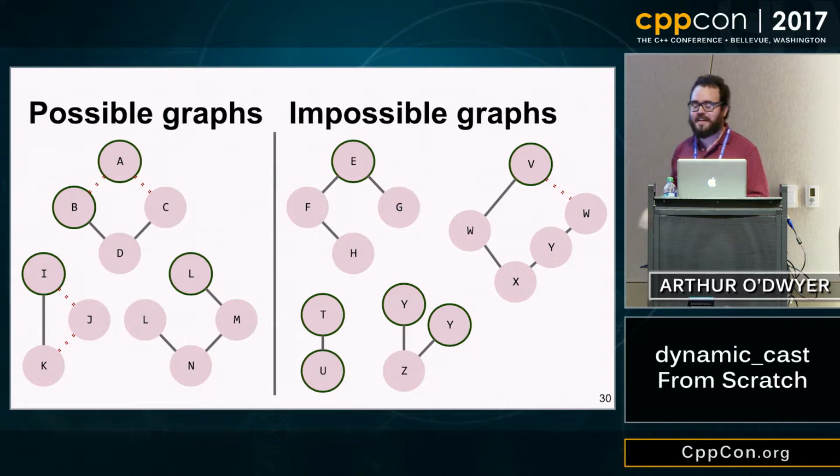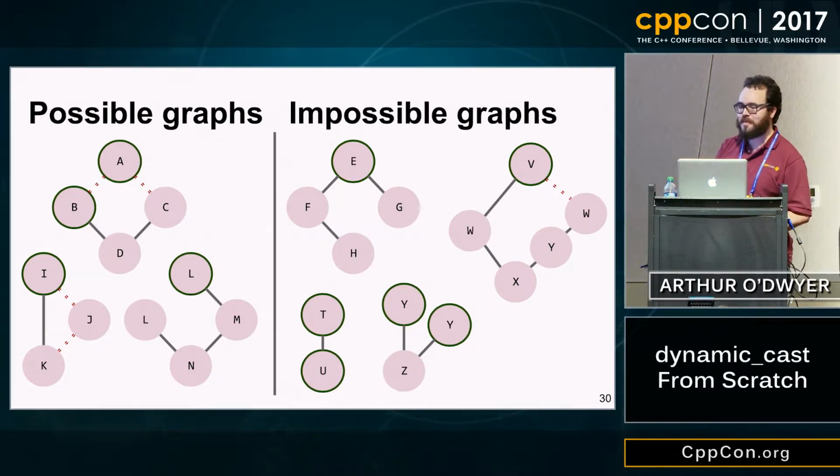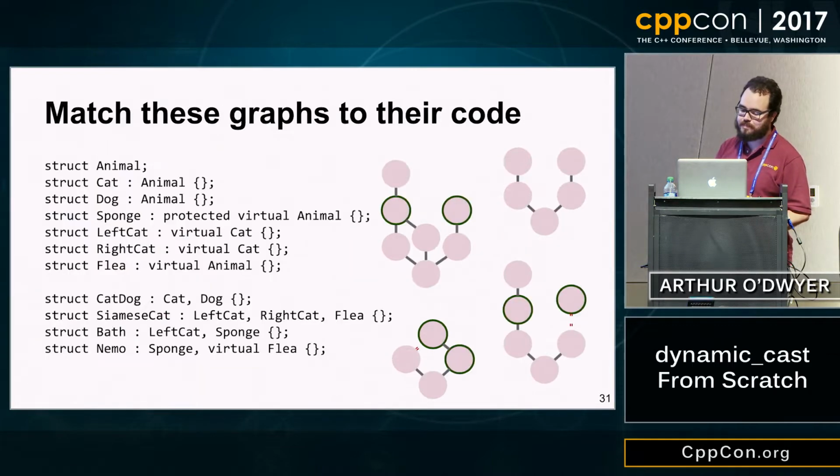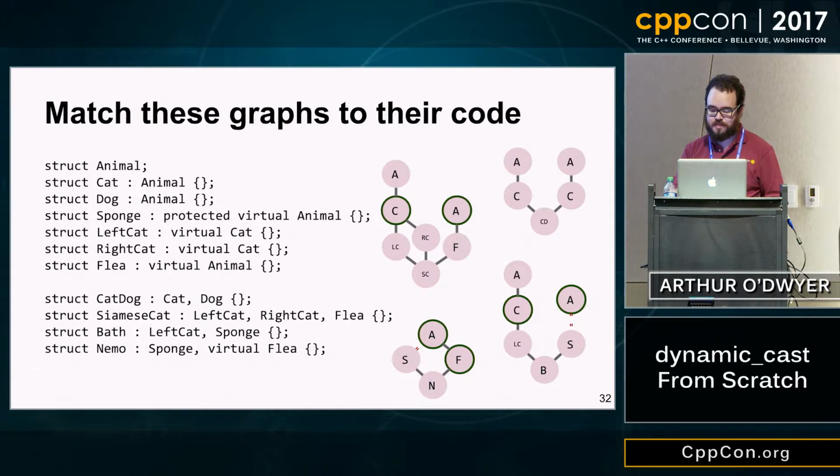Again, these are not like graphs you have to avoid or anything. I'm just pointing out by these conventions, these graphs make literally no sense. Those graphs are possible to get from C++ programs. And we can match these graphs to their code. I'll leave that up for the video, and I'm just going to go on.